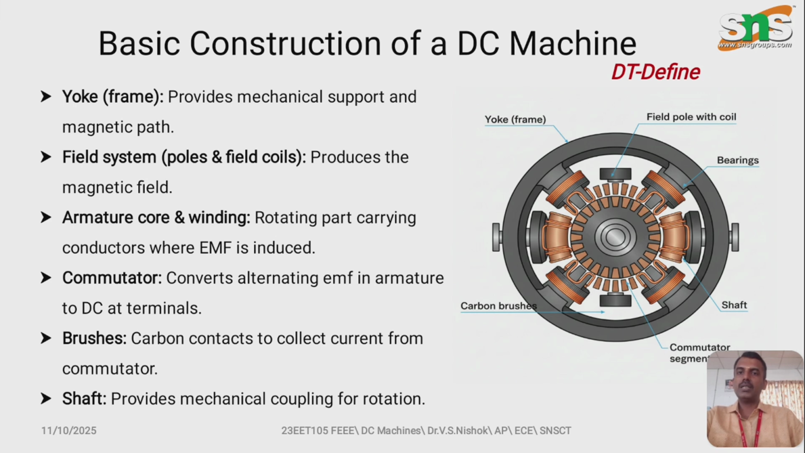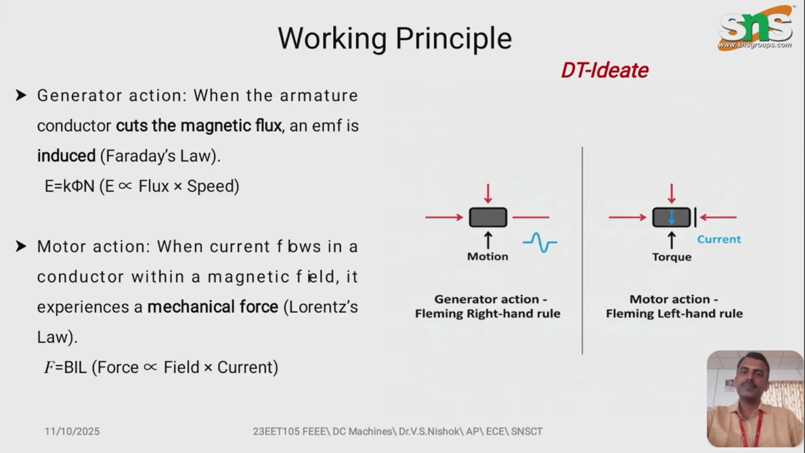And then the commutator, which is used to make the induced current, that is the induced EMF, reach the different terminals. So that is the use of the commutator. And coming to the brushes, they collect current from the commutator. And the shaft provides mechanical coupling for rotation.